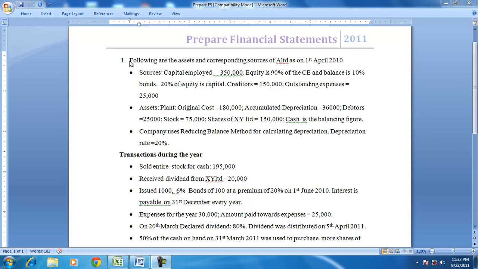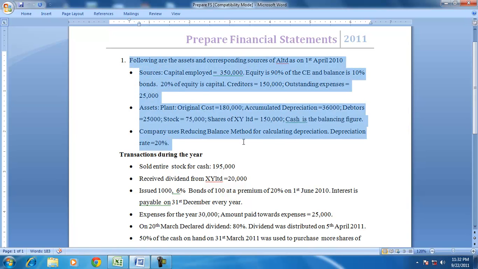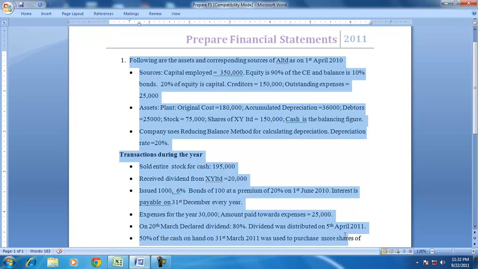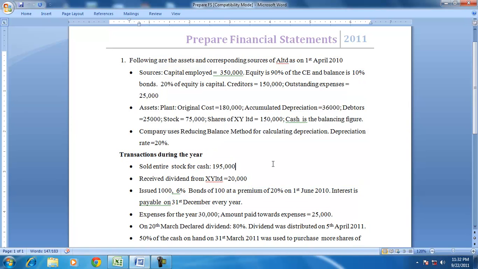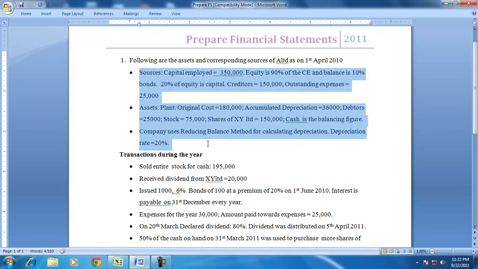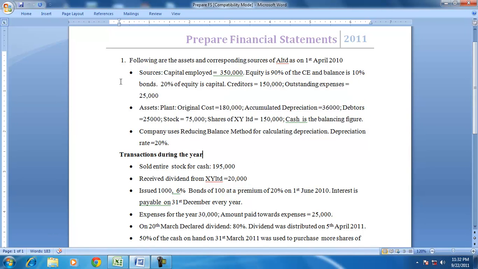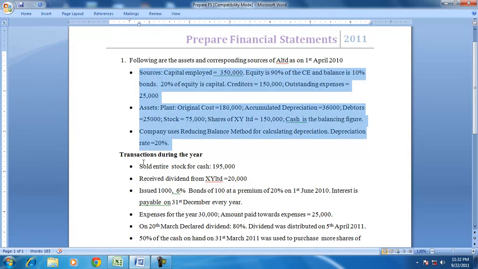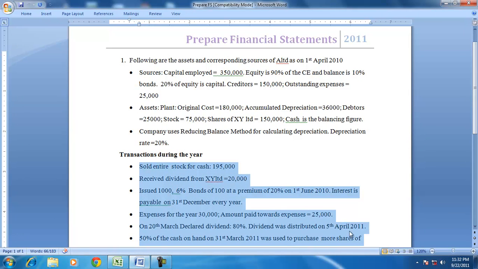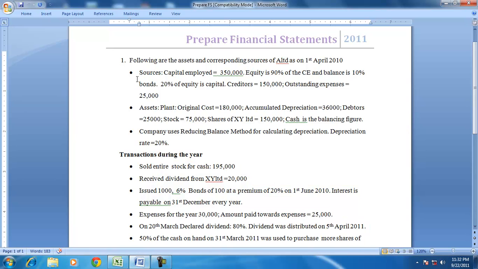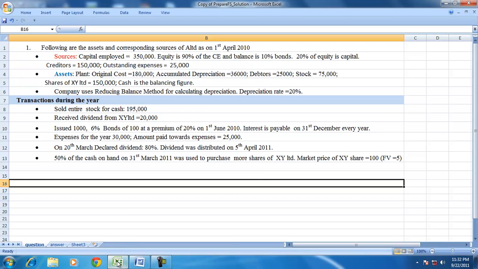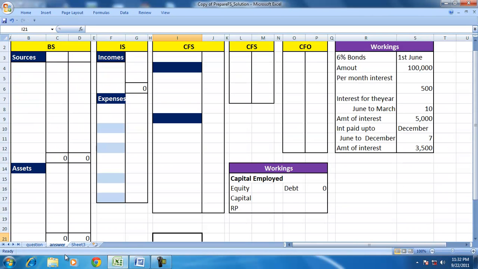In this session, we will pick up certain transactions of an existing business. When I say existing business, I mean there are certain sources and certain assets. In other words, an existing business will always have an opening balance sheet. With this opening balance sheet, there are certain transactions. So using these transactions and the opening balance sheet, we'll prepare the financial statements.